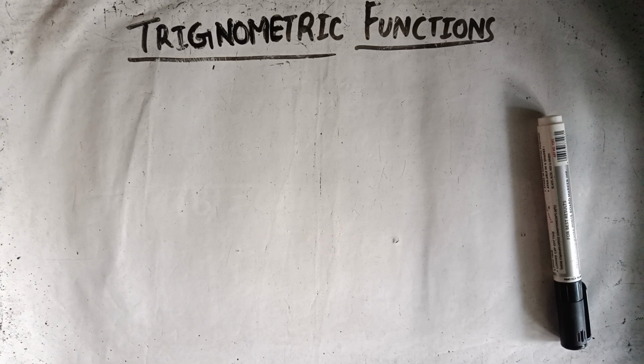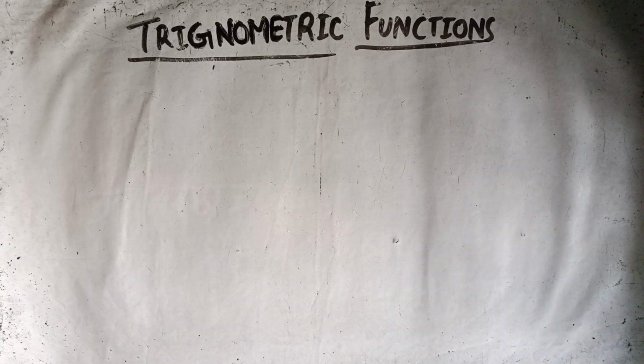Hello students. So we were doing trigonometric functions, right? And we were doing identities. So we had done sin(A+B), sin(A−B), cos(A+B), cos(A−B). Let's derive the identity for tan(A+B).